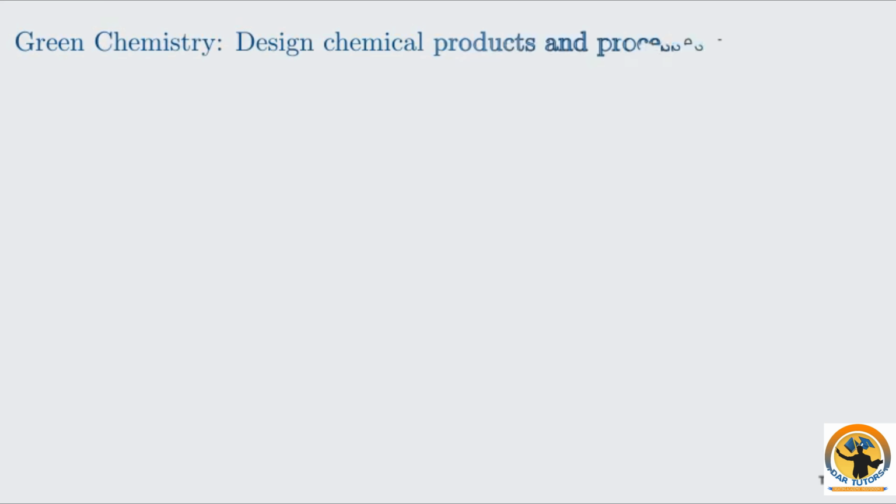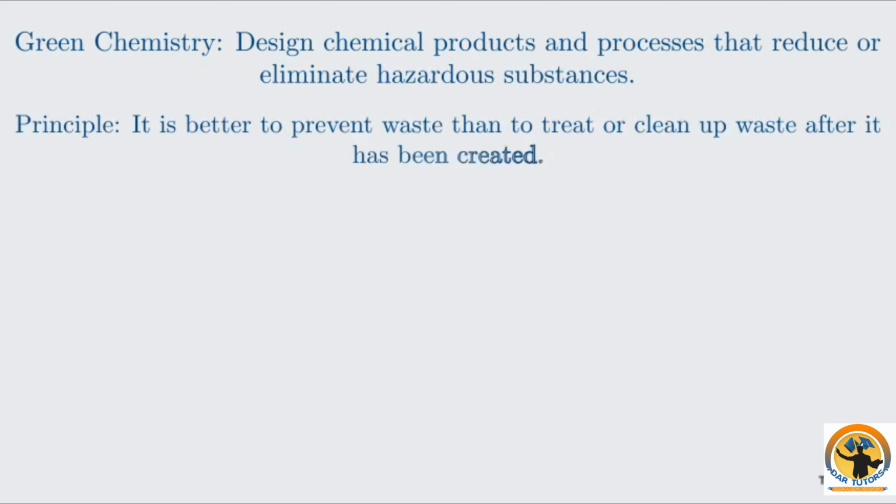Green chemistry is the design of chemical products and processes that reduce or eliminate the use and generation of hazardous substances. Atom economy is one of the key tools to achieve this. One principle of green chemistry is that it is better to prevent waste than to treat or clean waste after it has been produced. This philosophy encourages chemists to create processes that are not only efficient in terms of yield, but also clean in terms of what is left over. By designing reactions with high atom economy, we use raw materials more efficiently and produce less waste.